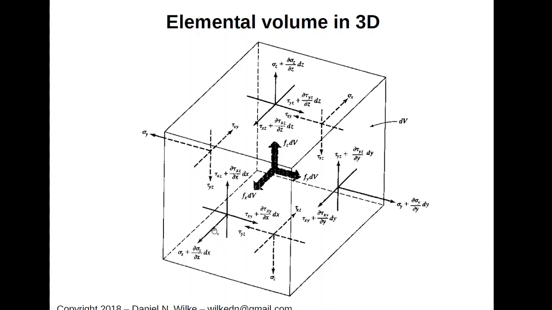So the stress in the front is now potentially sigma x plus a variation of that stress times dx. So that is what we have there. And the same holds then for the shear components going from the back face to the front face. There's variations that get added.